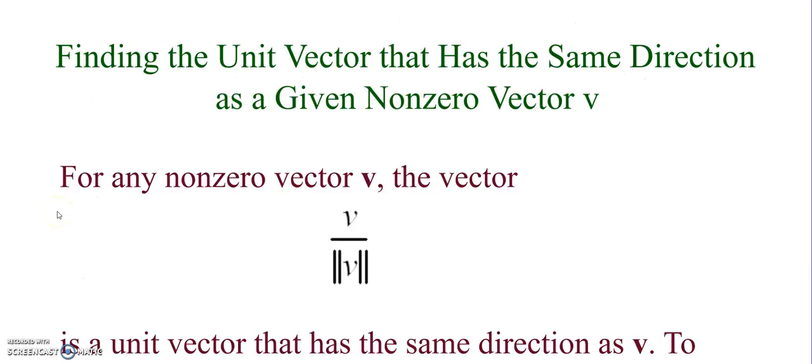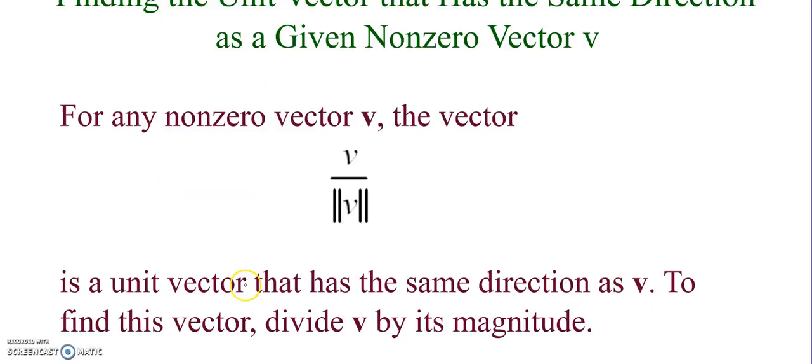So the big thing we want to get from this is being able to find a unit vector that has the same direction as a given non-zero vector. So for any non-zero vector v, the vector v over the magnitude of v is going to give you a unit vector that has the same direction as v. So to find this, we divide vector v by its magnitude. And when we say we divide vector v by its magnitude, we're just dividing each individual component by the magnitude.